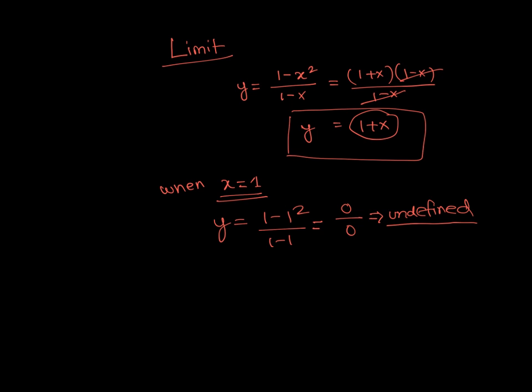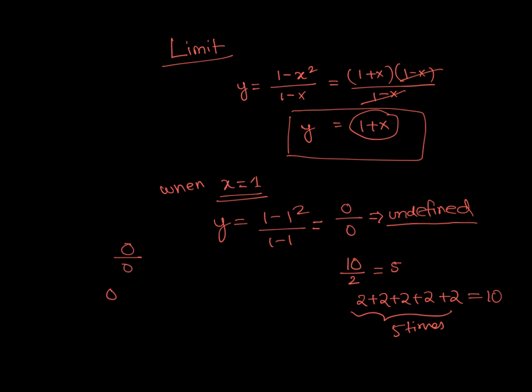Why is that? It's a very simple explanation. If we have 10 divided by 2, we write it as 5. And this 5 means that we are adding 2 to itself a total of 5 times so that we get 10. So similarly, if we write 0 divided by 0, it means how many times should I add 0 to itself so that I get 0?